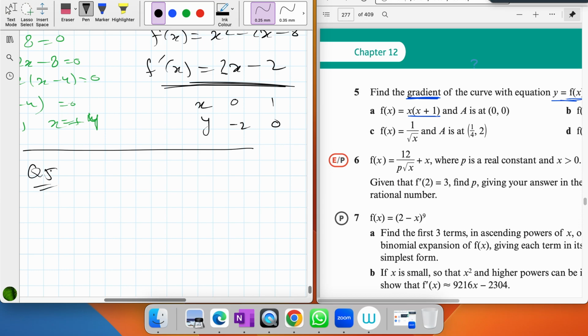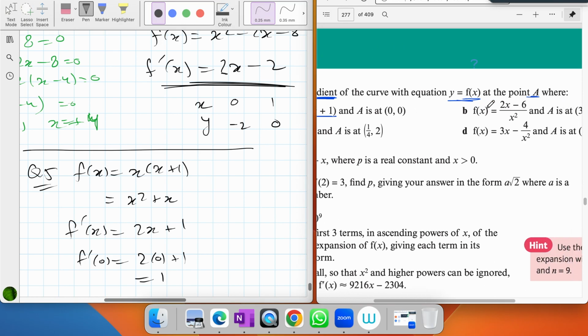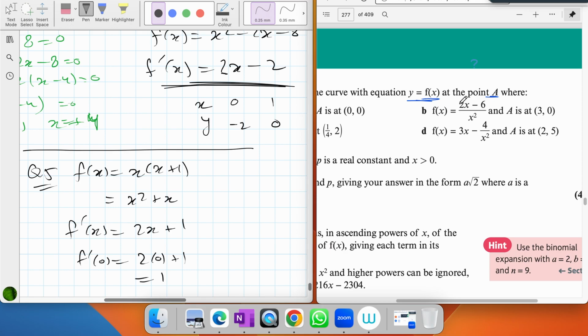Question number 5 says f(x) = x(x + 1), that is x² + x. First thing, we need to find the gradient when x is 0. So f'(x) = 2x + 1. So when x is 0, the gradient is 1. First part done.